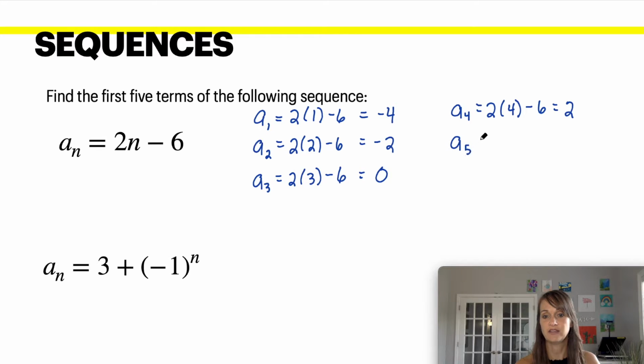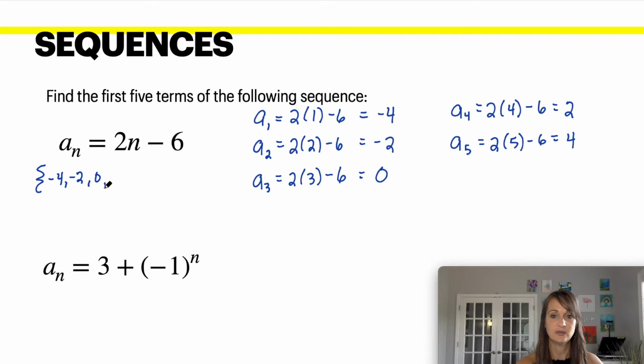And then to plug in the fifth term means you plug in 5. 2 times 5 is 10. And 10 minus 6 is 4. So the first 5 terms of this sequence would technically be negative 4, negative 2, 0, 2, and 4.